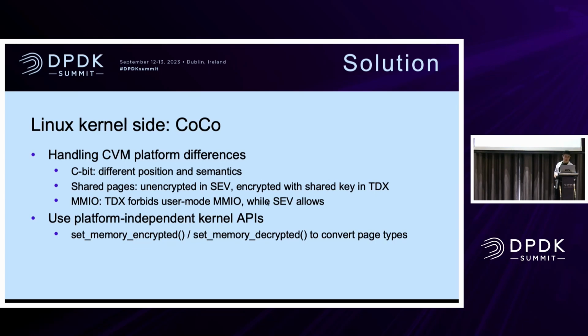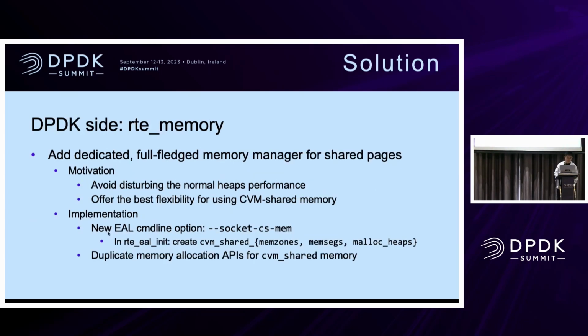In the Linux kernel, there is already something called COCO, or confidential computing, which is an abstraction layer that abstracts away the differences between CVM platforms such as TDX or SEV. Basically, the difference is just the position of the C bit and the semantics of shared and private. In COCO, all of this is handled, so we can simply use an mmap flag to handle all the encryption state changes. In the kernel, there are two APIs called set_memory_encrypted and set_memory_decrypted that do the change. On the DPDK side, I'll hand it over to Liang because he's more expert here.